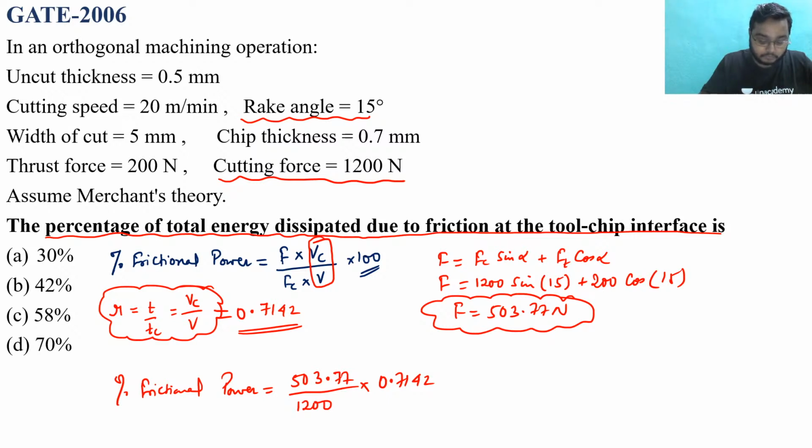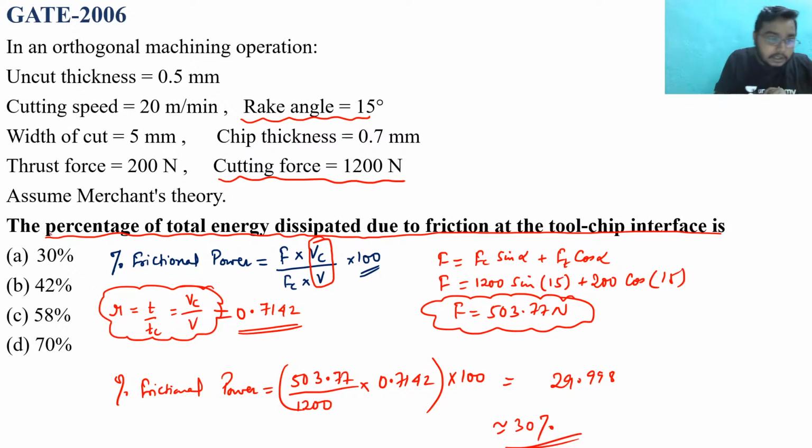Okay, so this whole into 100 you have to do, and that is getting us 29.998. So that is something about 30%. Clear? So option is A. I hope you all have understood what I am trying to explain to you. Okay, these questions are very good.